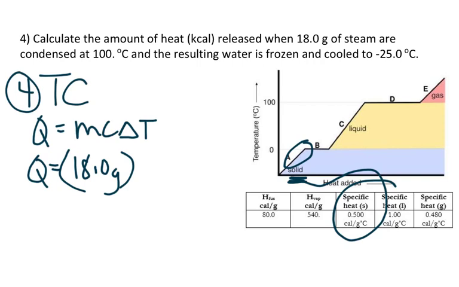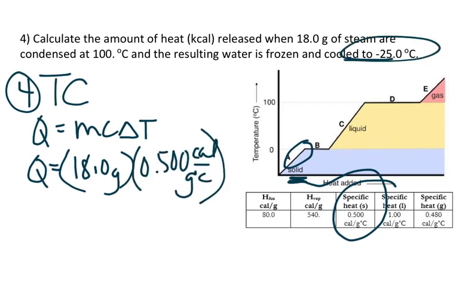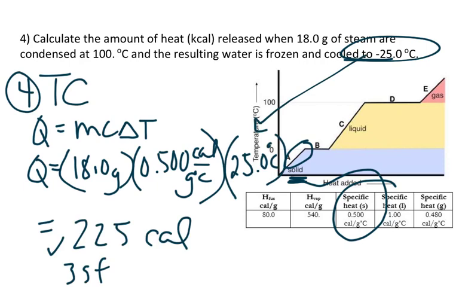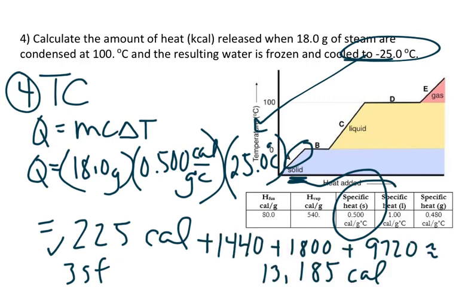So we're going to use the specific heat of ice, which is 0.5 calories per gram degrees Celsius, and then we're cooling it all the way from the melting point of water, which is 0, all the way down to negative 25 degrees Celsius. So total change would be 225 calories that would be required for that.